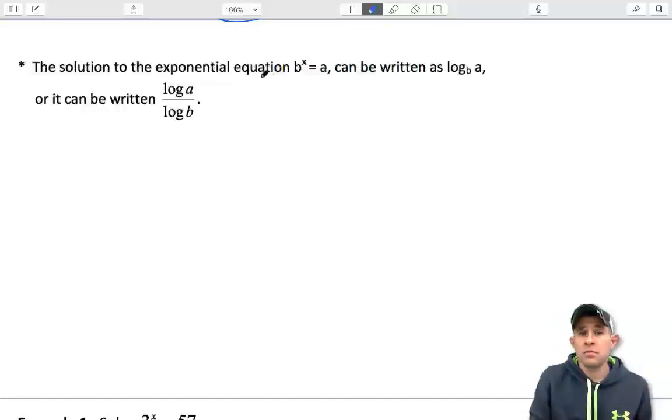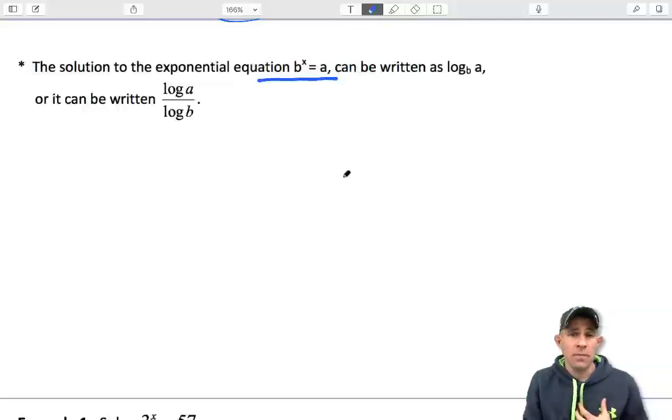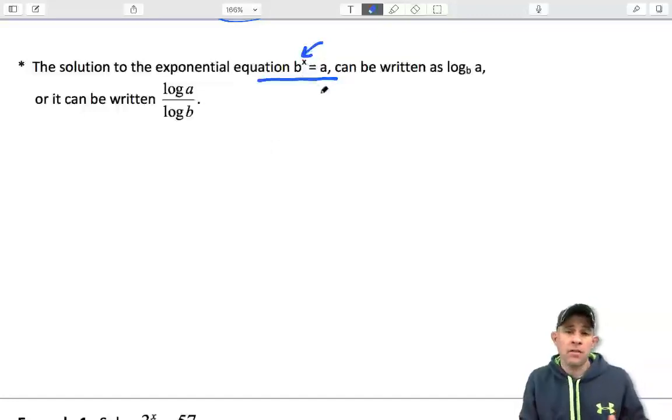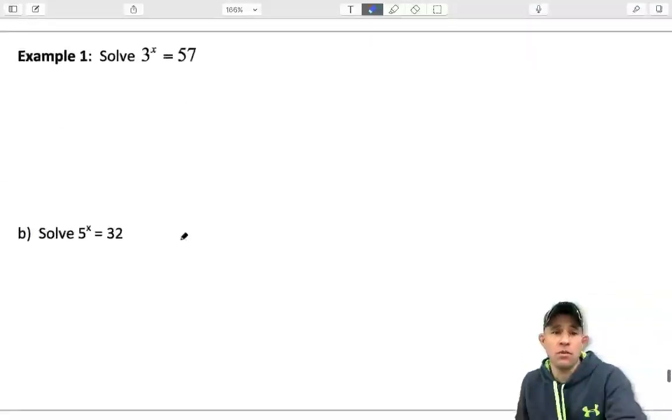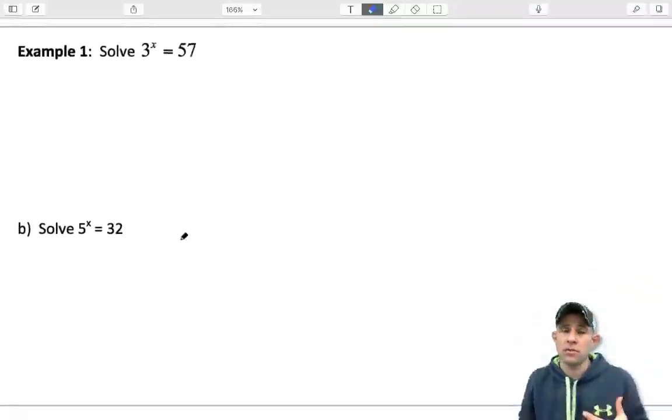So if we're given a simple exponential equation like this, b to the x is equal to a, and we want to solve for that power, then we can rewrite this using logarithms. Logarithms will help us solve and find that exponent. So let's jump into a few examples and see exactly how we can use logarithms to solve these exponential equations.